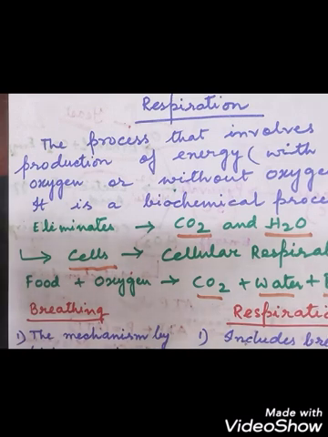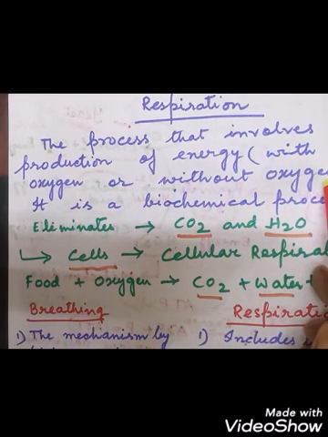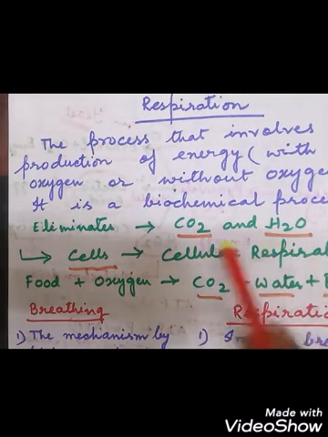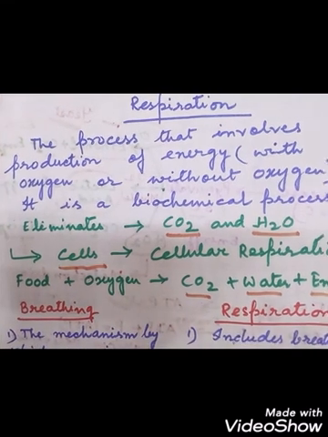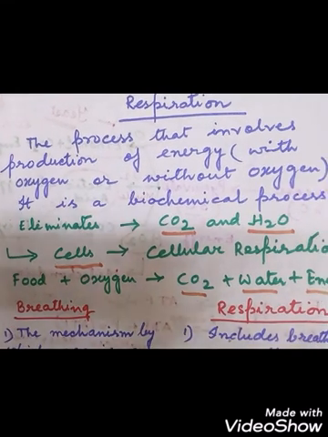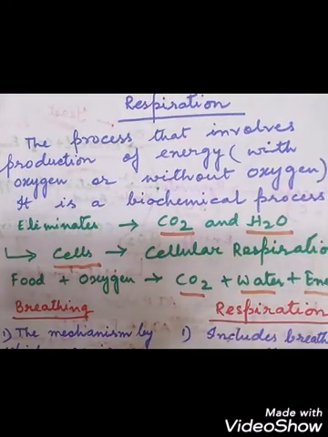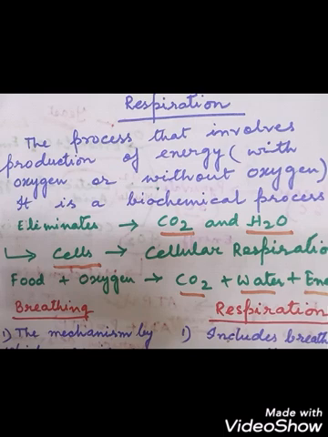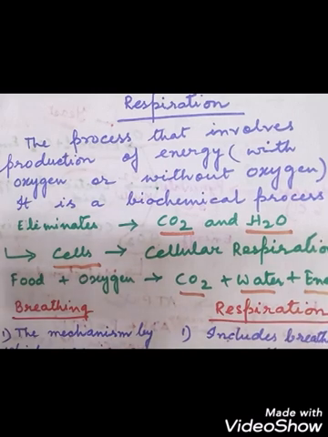The process that involves the production of energy, with oxygen or without oxygen, is called respiration, and it is a biochemical process which eliminates carbon dioxide and water. So the process of respiration involves the production of energy, and energy is produced by the use of oxygen. Maybe without oxygen a little less energy will be produced. It takes place in the living organism, so it is biochemical. It will give out water and carbon dioxide. The water is in the form of vapor.